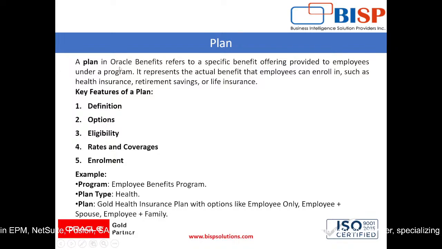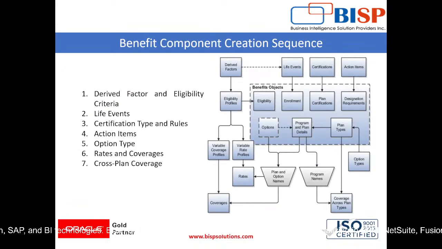Before we create a plan, we need to know about benefit components. This flowchart represents a benefit component creation sequence. So how we are going to create the benefit objects, these are the benefit objects, and how other factors are related with these benefit components, we are going to see that.